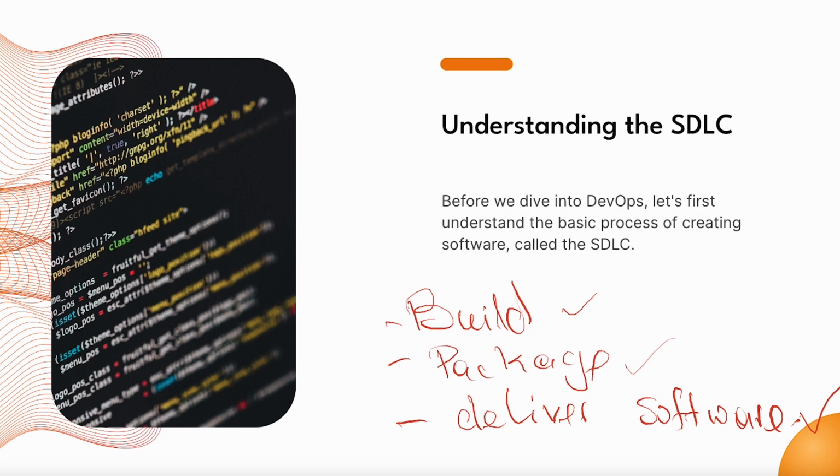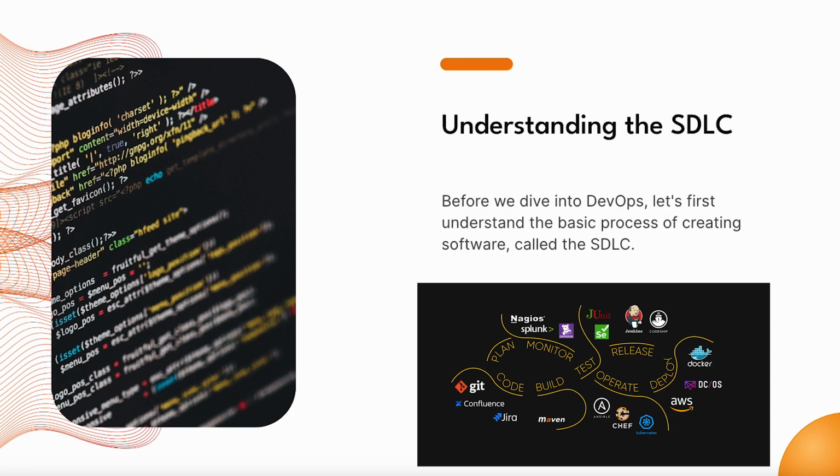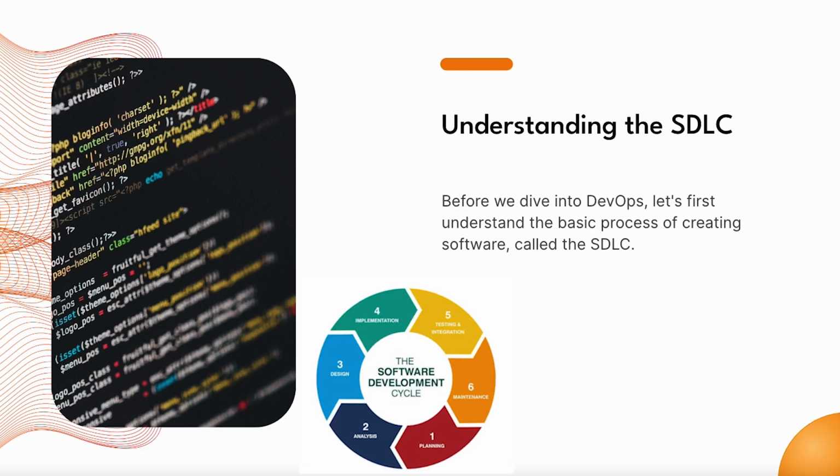I know we use software every day, we use applications every day, but how did these developers build, how were they able to package, and above all, how come they were able to deliver that software to us? So before we go and understand DevOps, we first have to understand these things. We have to understand what developers do in order to get software to us. So if we want to understand this, we have to understand something called SDLC, right?